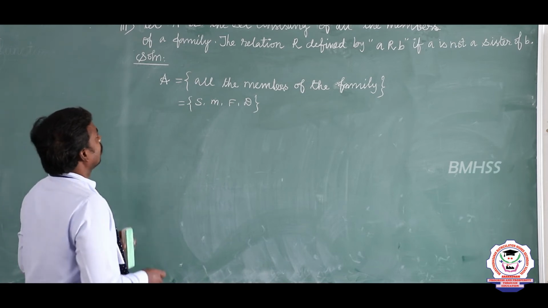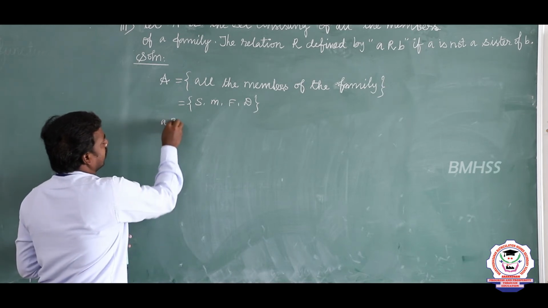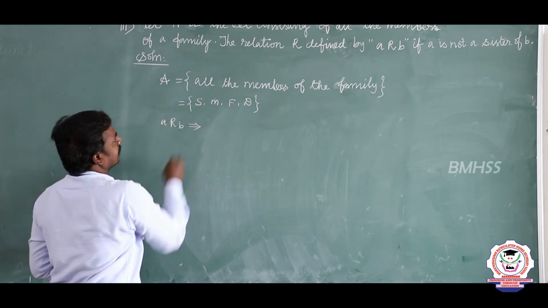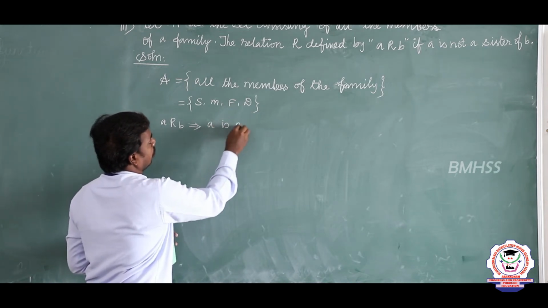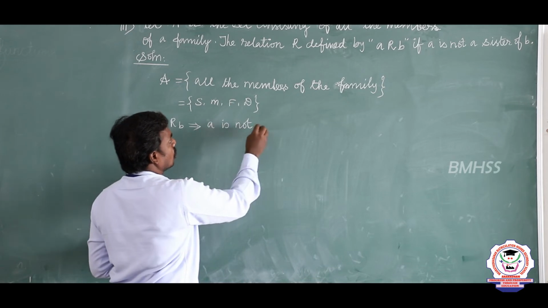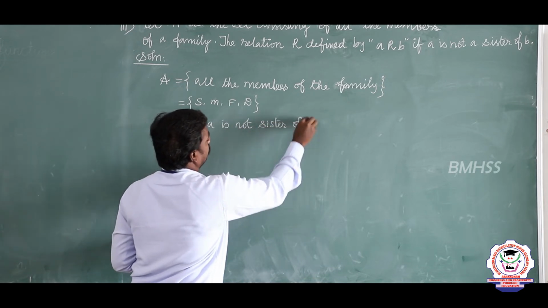Listen, from this, the given relation is A is related to B. What is the condition they give? If A is not a sister of B.